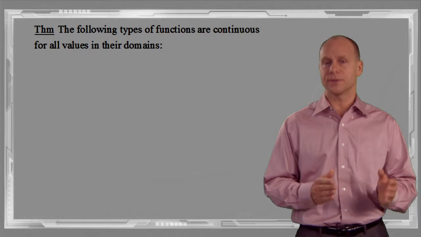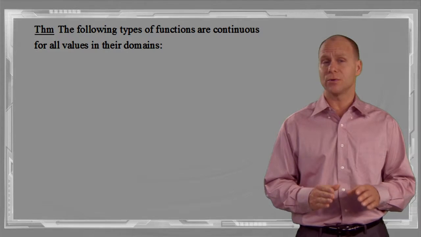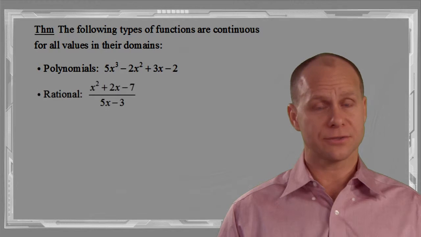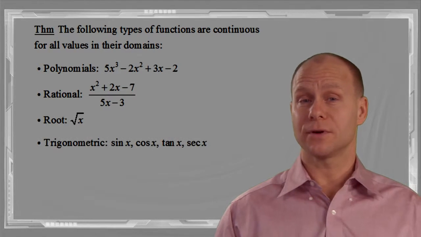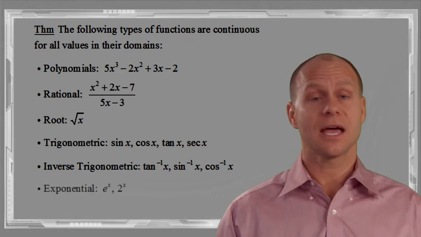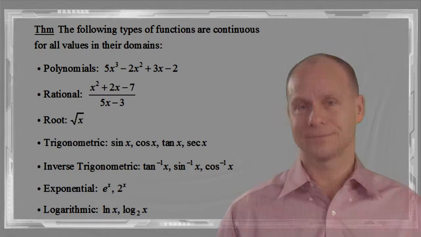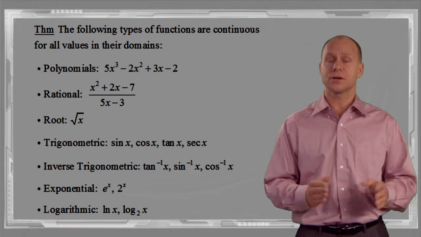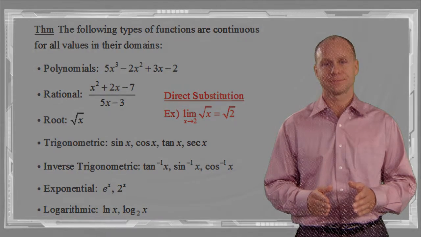Here we have another useful theorem. The following types of functions are continuous at every value in their domain: polynomials, rational functions, root functions, trigonometric functions, inverse trigonometric functions, exponential functions, and logarithmic functions. Recall from the previous chapter on limits that for all these functions we can now use direct substitution when taking their limits.